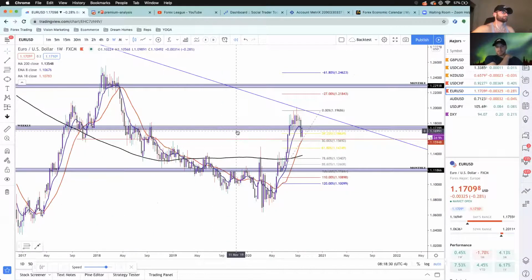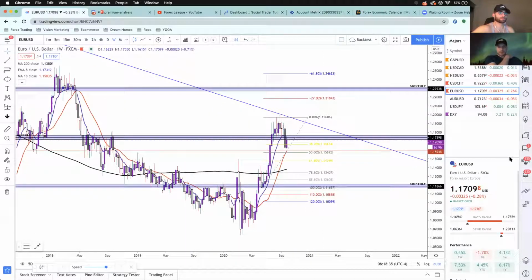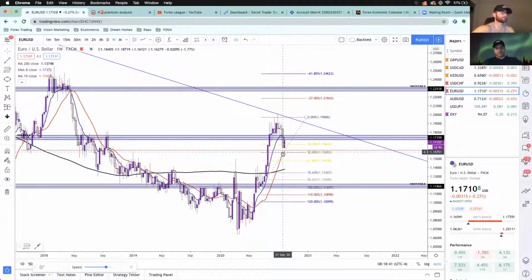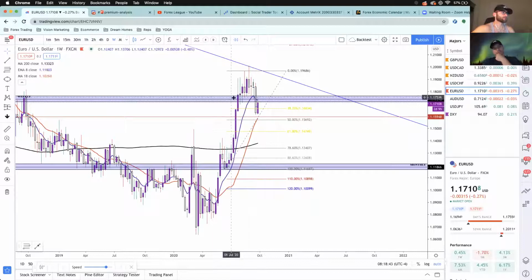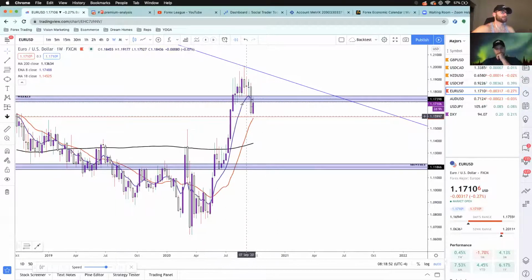Weekly time frame. Earlier, or a couple weeks ago, we retested this random line right here all the way at the top, wicked it, and then had this huge fall off, bearish candle. And at the moment, we're retesting this weekly key level right here. So this is acting as resistance at the moment. And then we just need to break this down further.